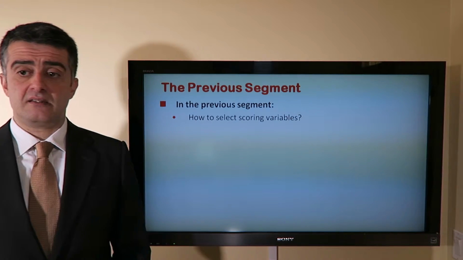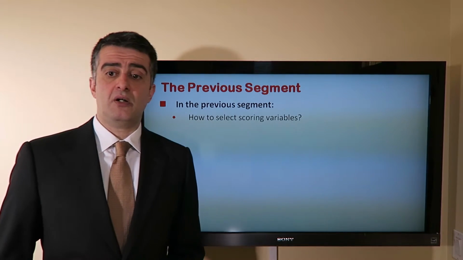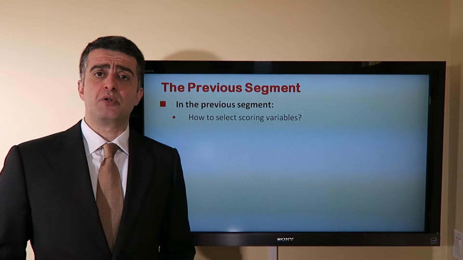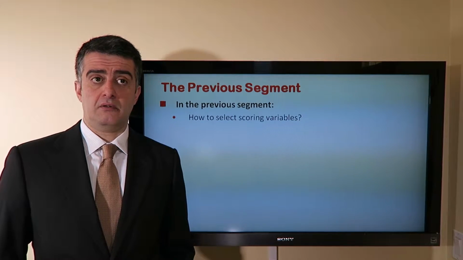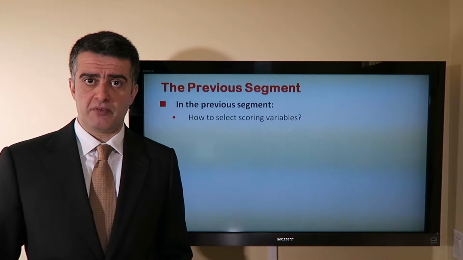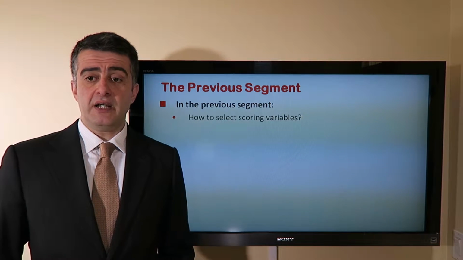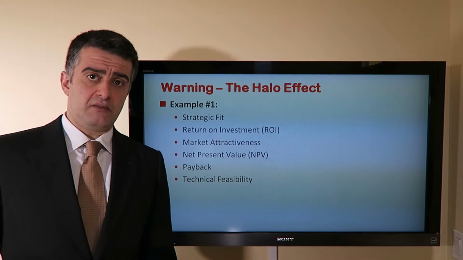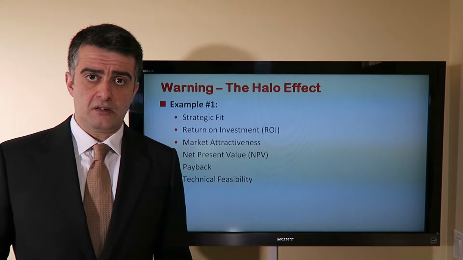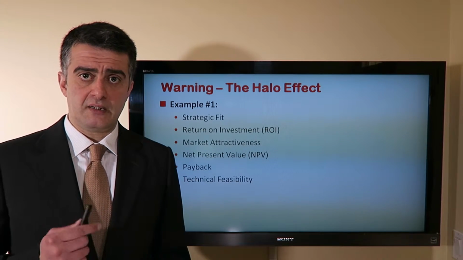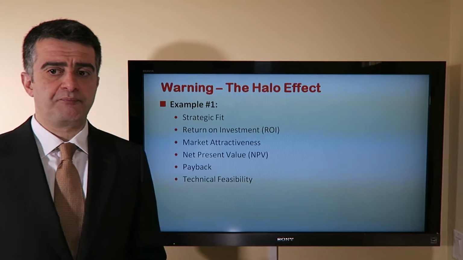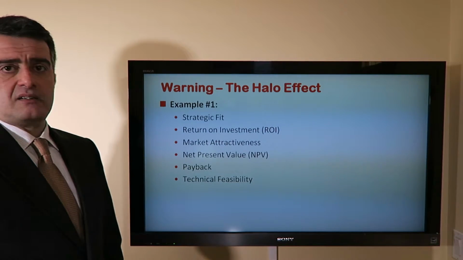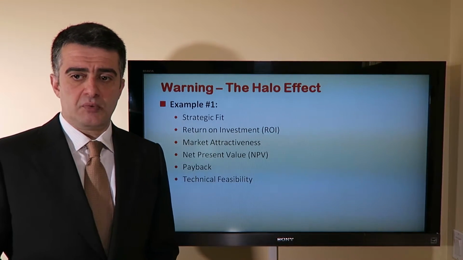In the previous segment of this video series, we talked about the proper process for developing a scoring matrix, selection of scoring variables. Right now I want to talk about the halo effect, something that you should be very aware of and make sure that doesn't happen in your scoring models. Let me start with an example, it's always easier.